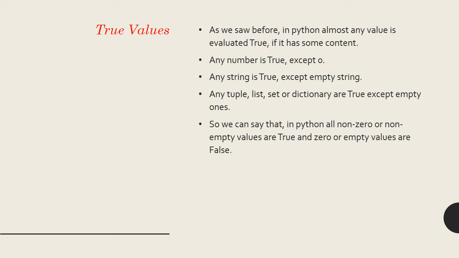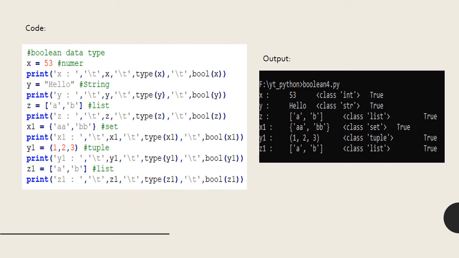In the further example we will get the same output as we discussed before. Now in this practical, in this coding we are getting the variables x, y, z, x1, y1, z1 which are having some content, or you can say that they all are having non-zero values or non-empty values. In first x we are getting number data type of data, then string type of data, and string is not empty. In z we are having list, then set, tuple and list again.